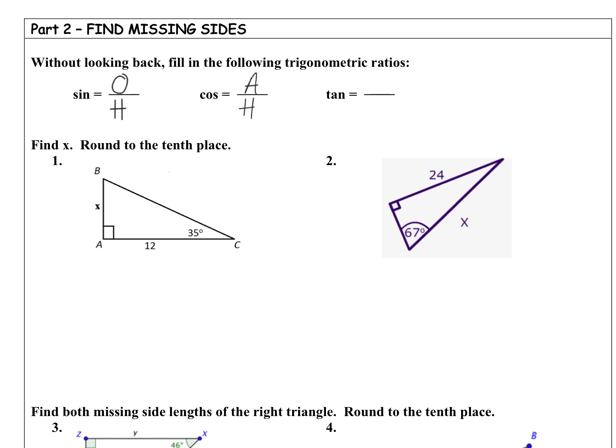sine. A divided by H, we have a name for it, cosine. Opposite over adjacent, we have a name for it, tangent. SOHCAHTOA is how you can remember that. It's this that we talked about yesterday. It's not a real word. It just helps you remember which is which, okay?